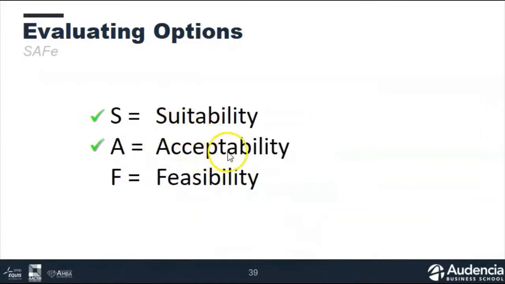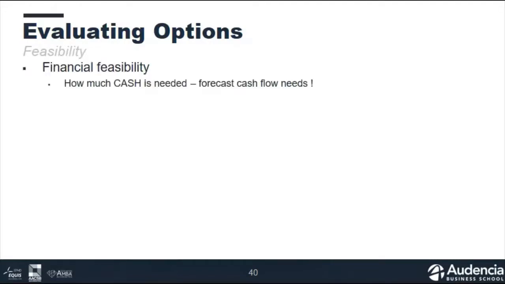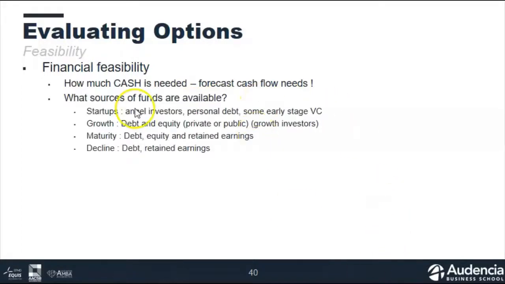So we've gone through suitability, acceptability, and last but not least, feasibility. So feasibility can be financial. Do we have the cash to make it happen? Where can we get the funds to make it happen? If we're a startup, can we go to an angel investor and get the money? If we're growing in our market, can we go to growth investors? If we're in a mature industry, can we issue debt? Can we get equity? Can we get retained earnings to make it feasible? Can we do it?